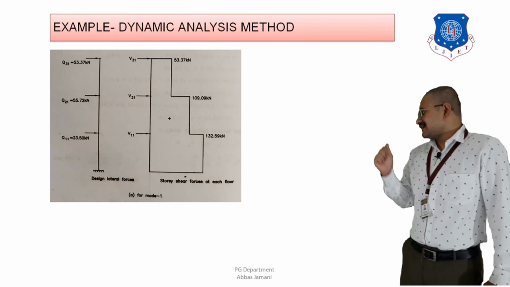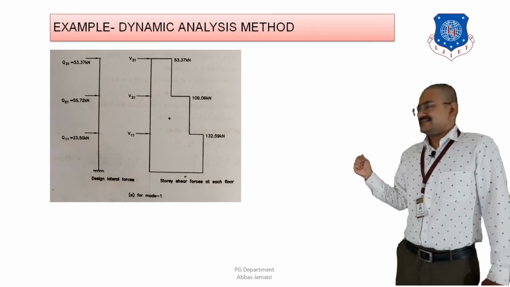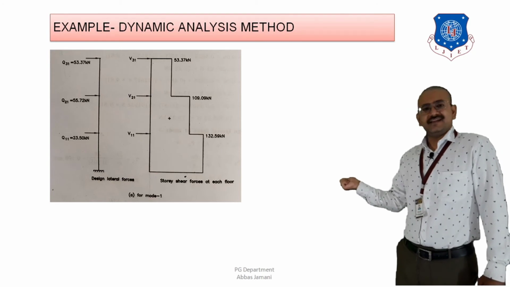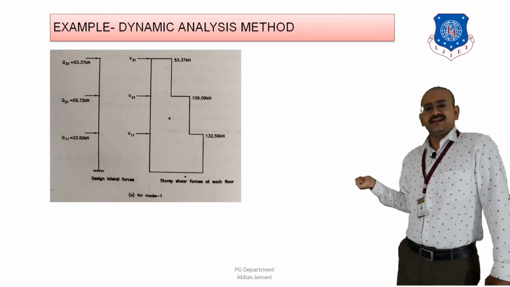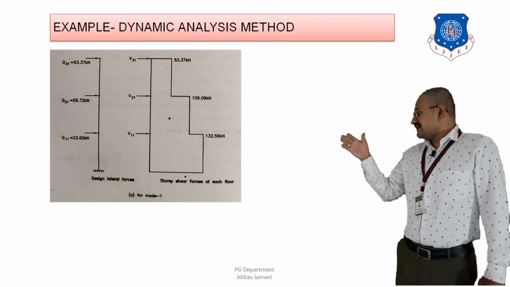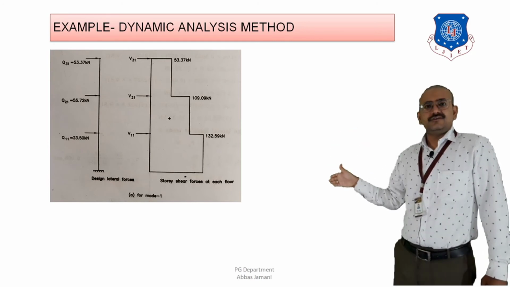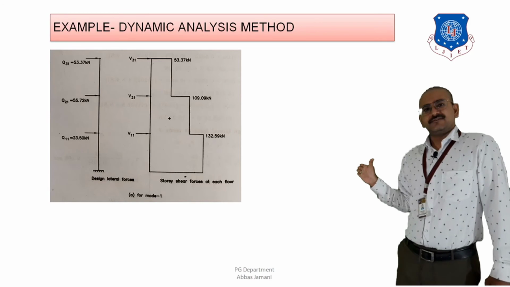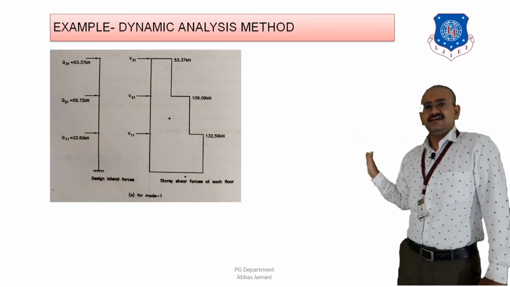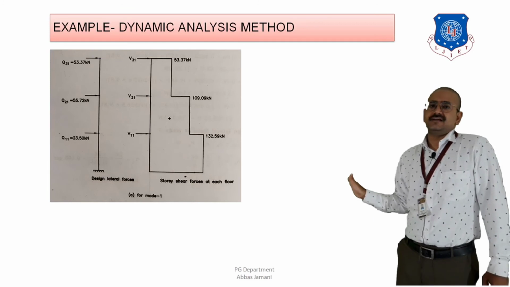And lastly, once all this calculation has been done, we can draw these two diagrams, where on the left hand side the diagram of design lateral forces is shown, and correspondingly the diagram of story shear for each floor is shown. As we have seen, once the values of lateral forces are available, the diagram of story shear can be drawn easily. A cumulative sum has to be done, and at the base the highest value of story shear will be available to us.